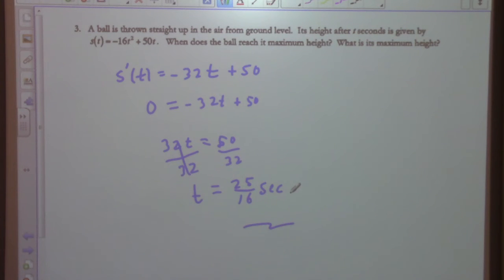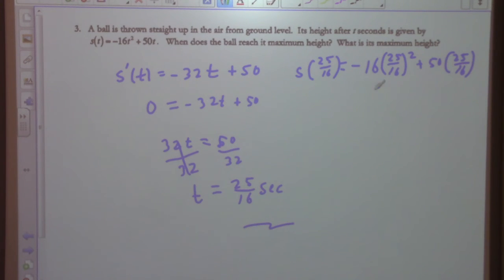And does that answer make sense? Yes, it really does, kind of. And then what is its maximum height? Well, we have S of 25/16. It's going to be equal to negative 16 times 25/16 squared plus 50 times 25/16. Now, I don't know exactly what that is.